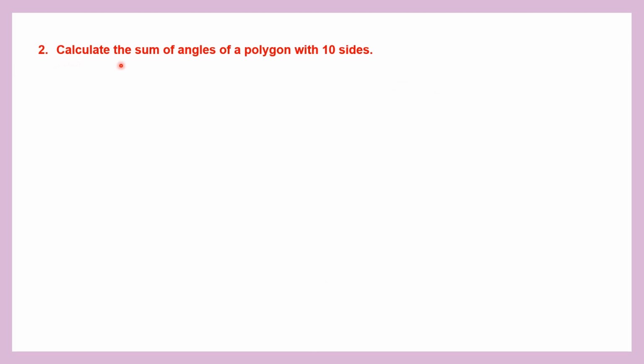Question 2. Calculate the sum of angles of a polygon with 10 sides. So now we are talking about a polygon with 10 sides. So what will the interior angle be? The sum of the interior angles of a polygon with 10 sides. Now you can apply this formula for polygons of any number of sides.